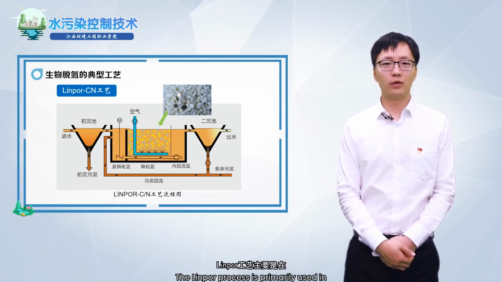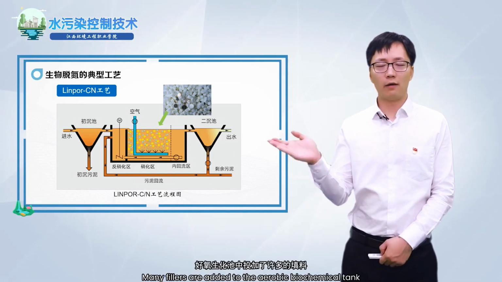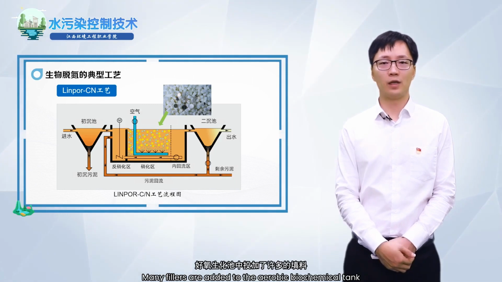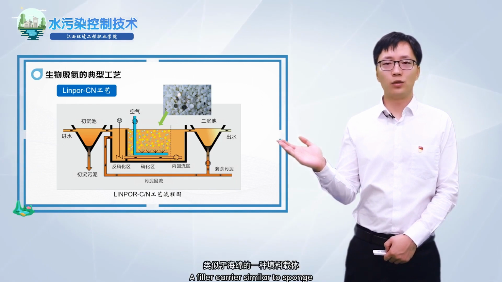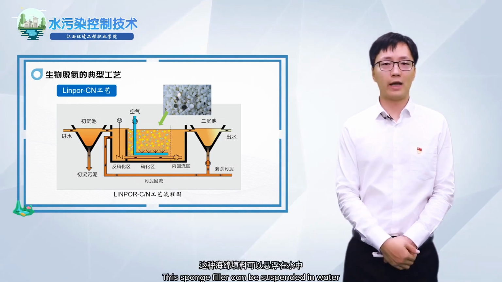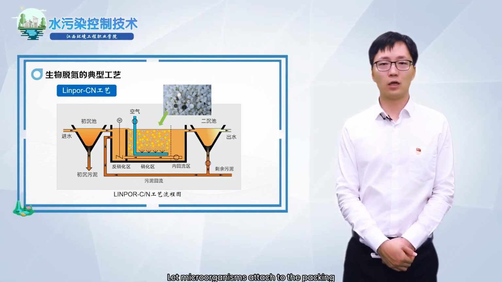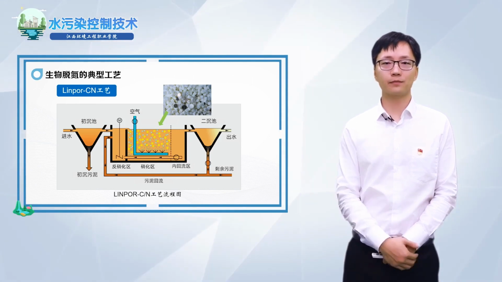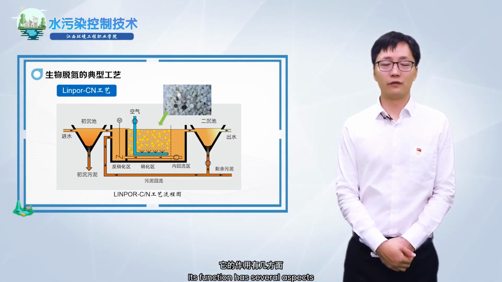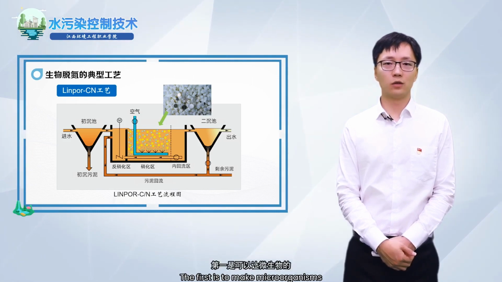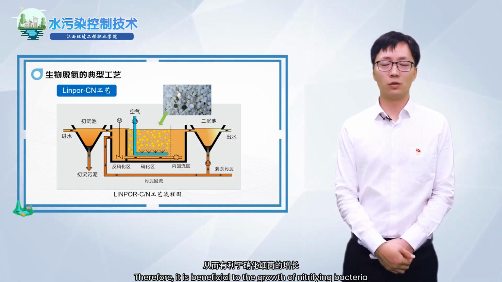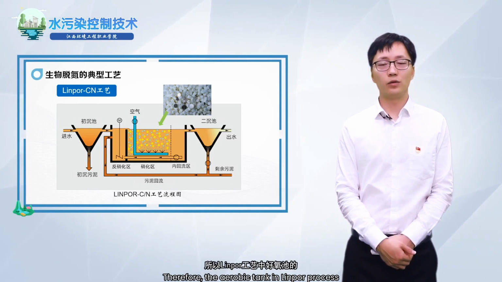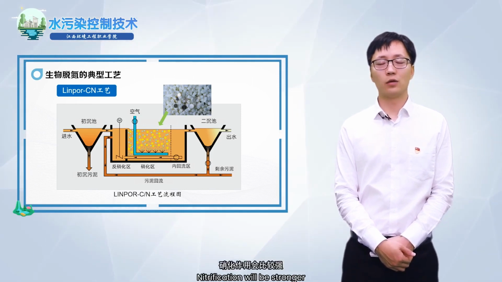The Linpor process is primarily characterized by many fillers added to the aerobic biochemical tank. This filler is generally a carrier similar to sponge. This sponge filler can be suspended in water, letting microorganisms attach to the packing. Its function has several aspects. The first is that the sludge age of the microorganisms can be prolonged. Therefore, it is beneficial to the growth of nitrifying bacteria. So the aerobic tank in the Linpor process has stronger nitrification.